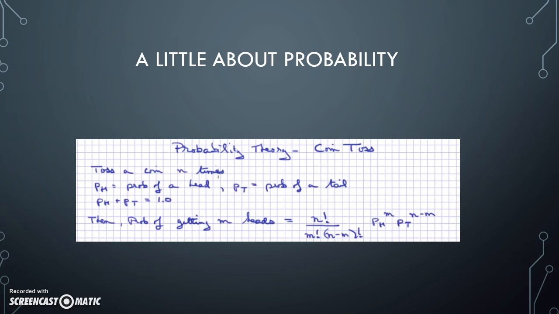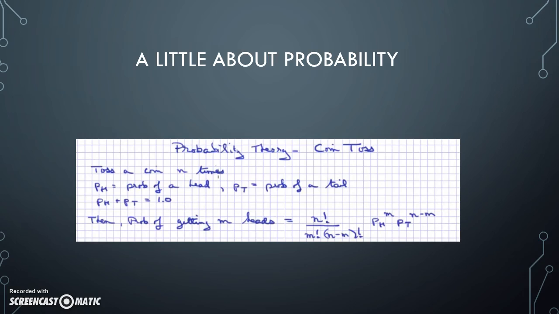So first off, a little bit about the theory of probability and how it relates to coin tossing. If I toss a coin n times, the probability that it's going to be heads is pH, and the probability that it's going to be tails is pt. And pH and pt will add up to 1. We're assuming that the coin is never going to land on its side. It's going to be one or the other.